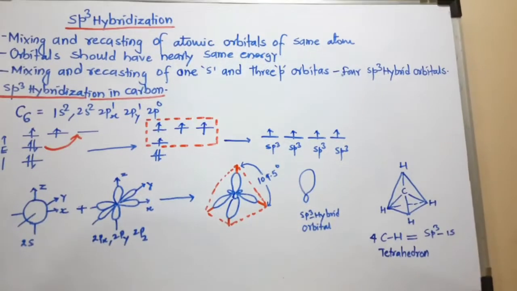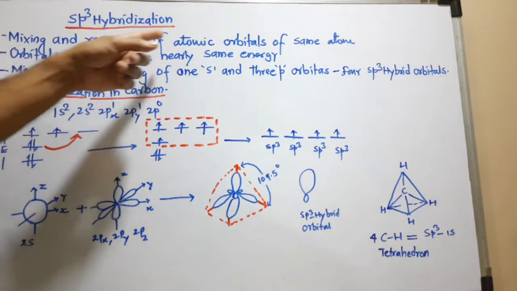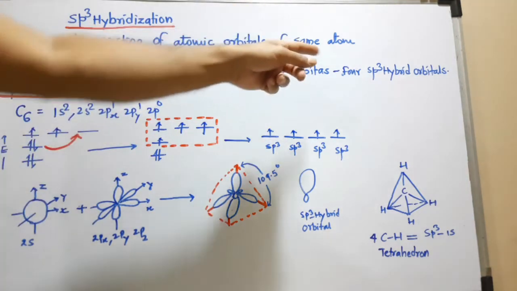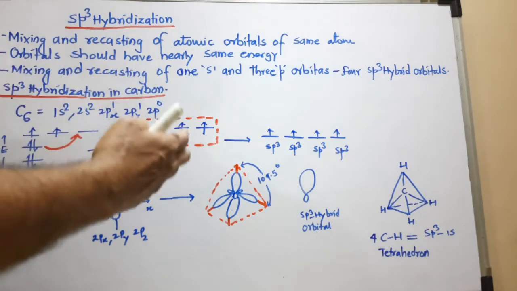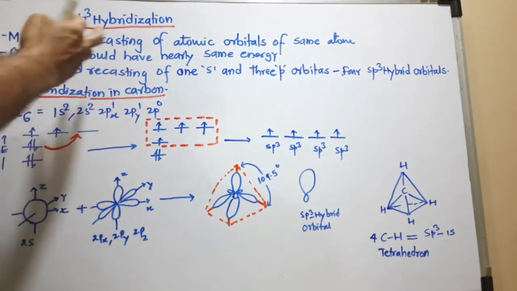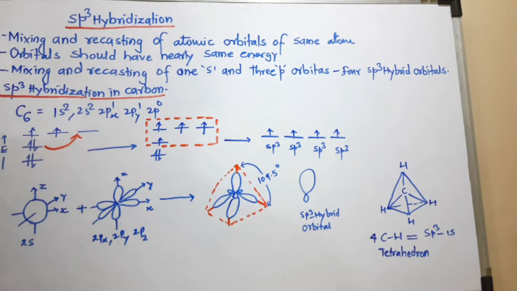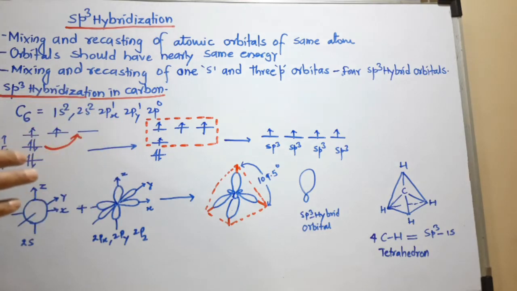In this video, we are going to discuss sp3 hybridization. First of all, we'll see the meaning of hybridization. Hybridization is actually mixing and recasting of atomic orbitals of the same atom. And these atomic orbitals must have nearly the same energy. If the energy difference is more, then mixing of those atomic orbitals is not possible. That means hybridization is not possible.